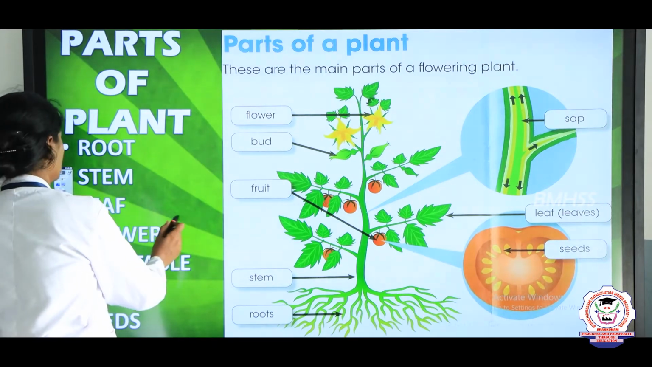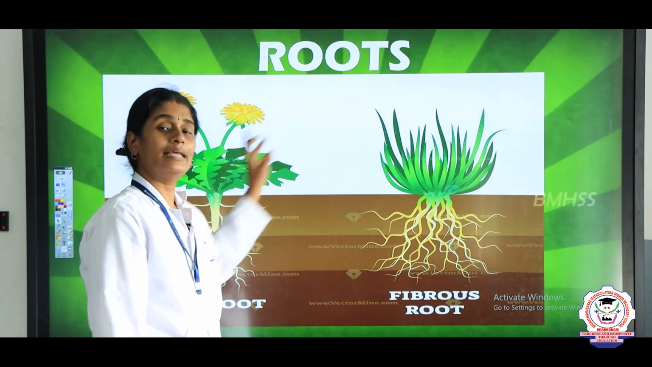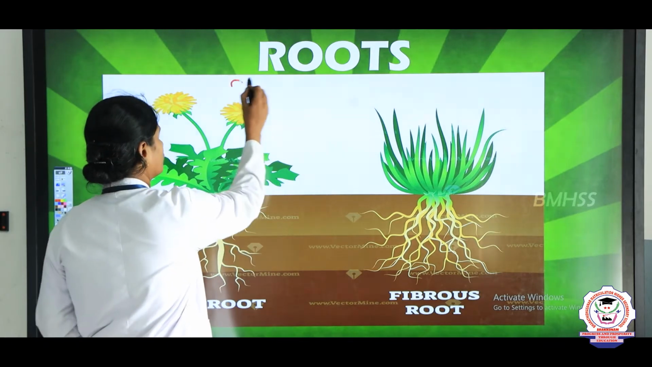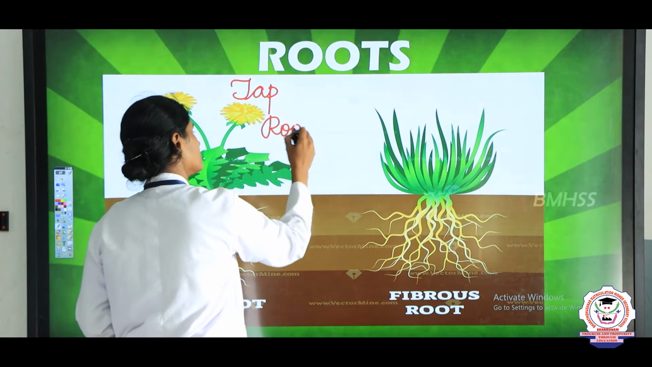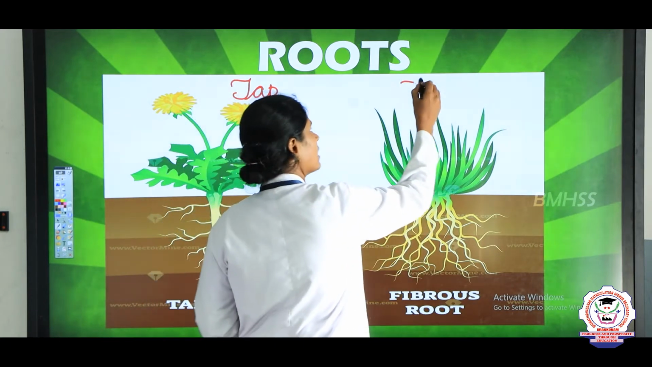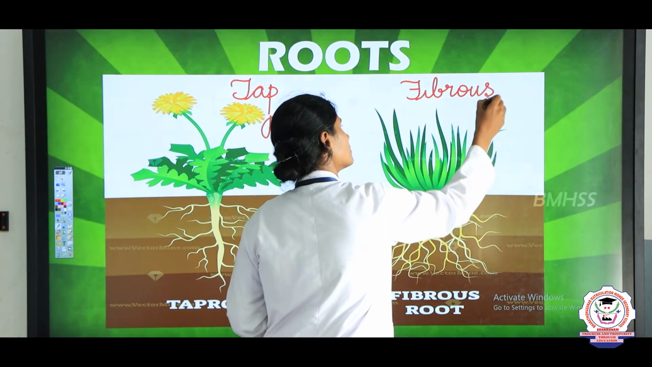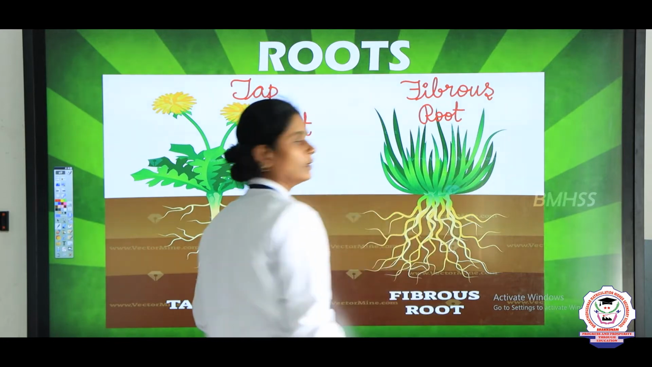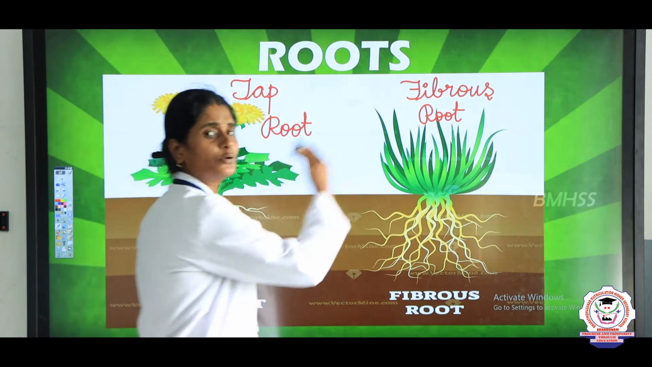Now let us see in detail about the root. You can see there are 2 types of root. One is known as tap root, T-A-P, tap root. The second type of root is known as fibrous root, F-I-B-R-O-U-S, fibrous root. So, tap root and fibrous root. How has it been classified into 2 types?